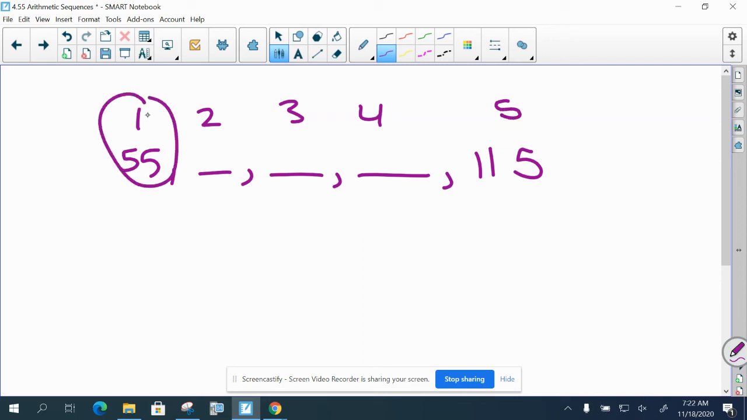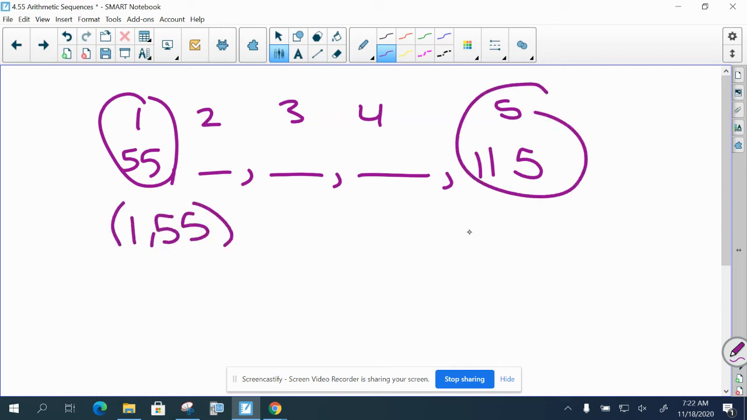So what about this one? The first term is 55, so that'd be 1, 55. And here, the fifth term is 115, so 5, 115. And then in order to figure out these missing parts, you would need to know the common difference. And the common difference is just your slope. So let's find the slope between these 2 points.